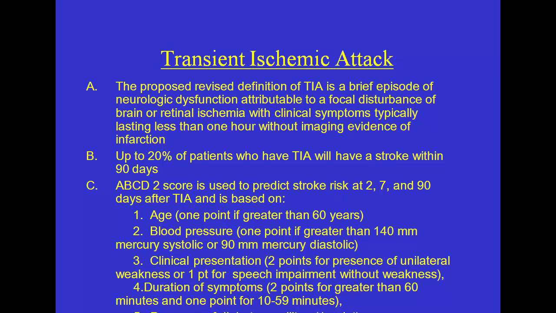All right. There's been a lot of recent recalibration of the definition of a transient ischemic attack, because a lot of times people come in with what would be clinically characterized as a transient ischemic attack, but then you do your MRI on them, and sure enough, there's some diffusion restriction. So they've had to change the definition a little bit. The proposed revised definition of TIA is a brief episode of neurologic dysfunction attributable to a focal disturbance of brain or retinal ischemia with clinical symptoms typically lasting less than 1 hour and without imaging evidence of infarction.